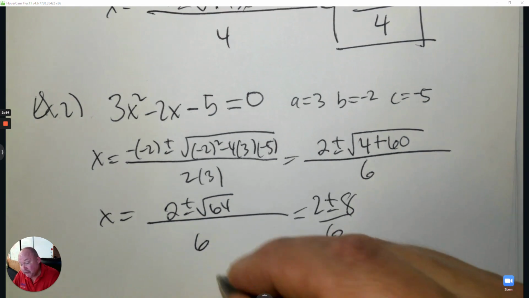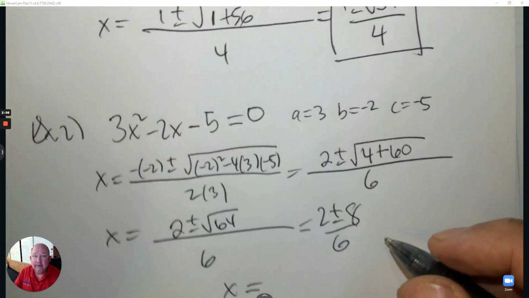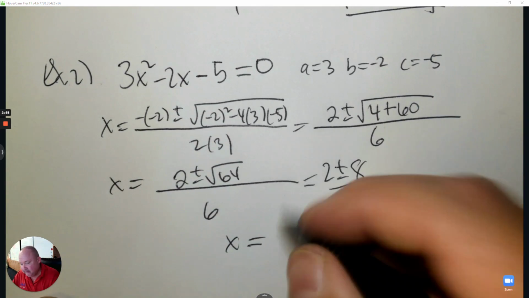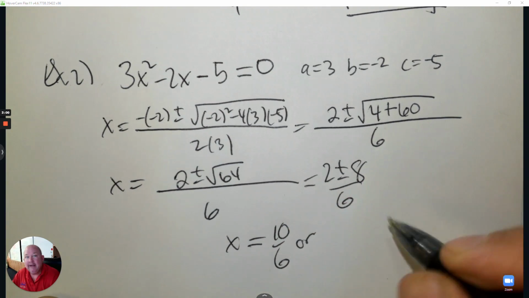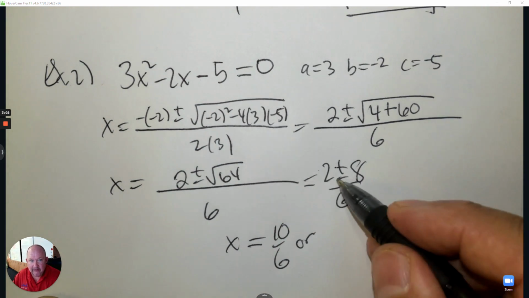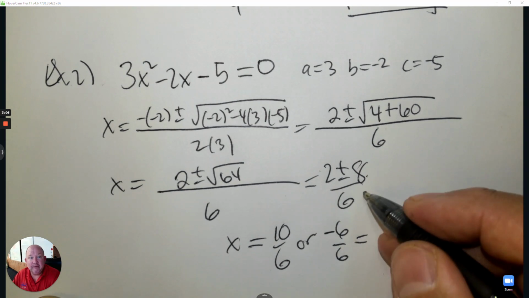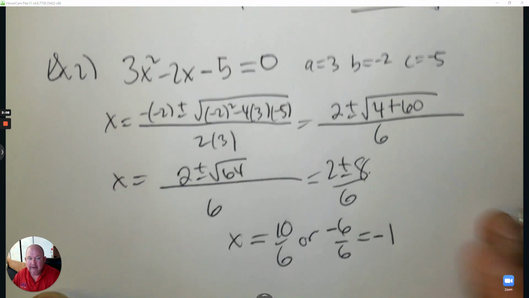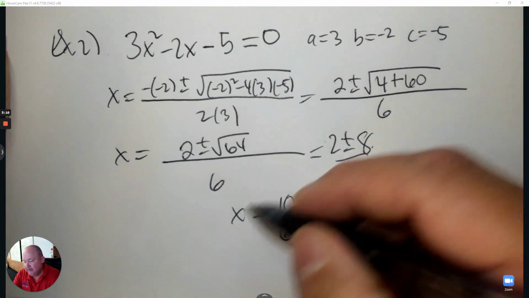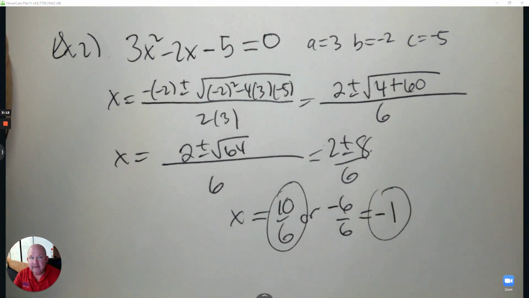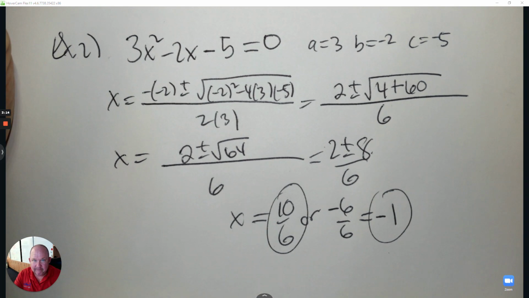This is going to give us two answers. One answer is 2 plus 8, that's 10 over 6. And the second answer is 2 take away 8, which is negative 6. Now, negative 6 divided by 6, that's not a fraction, that's a number. So our two answers are 10 over 6 and negative 1.